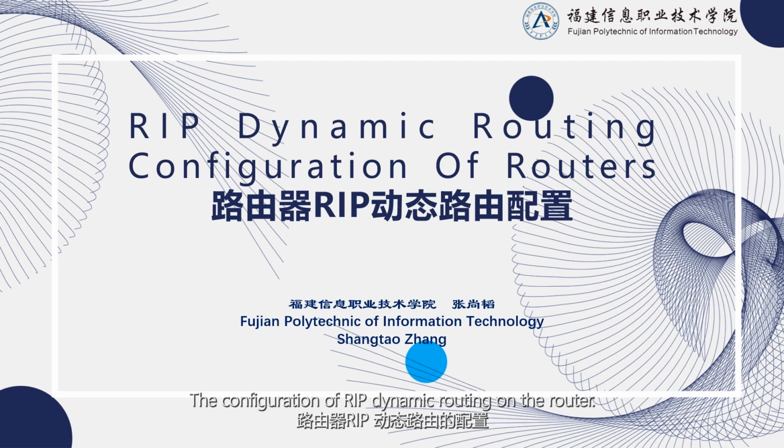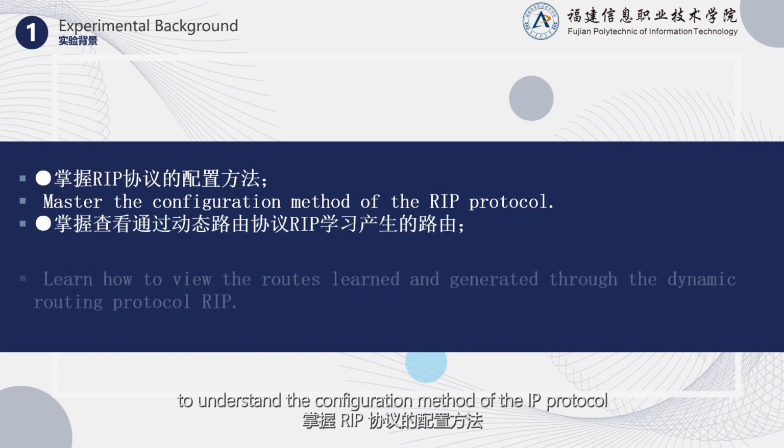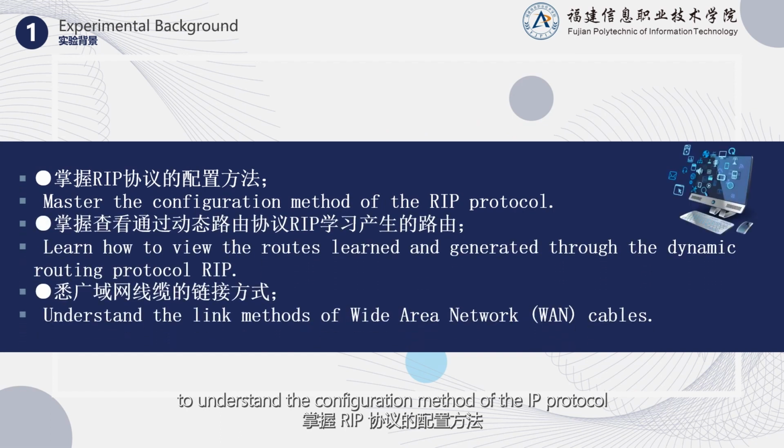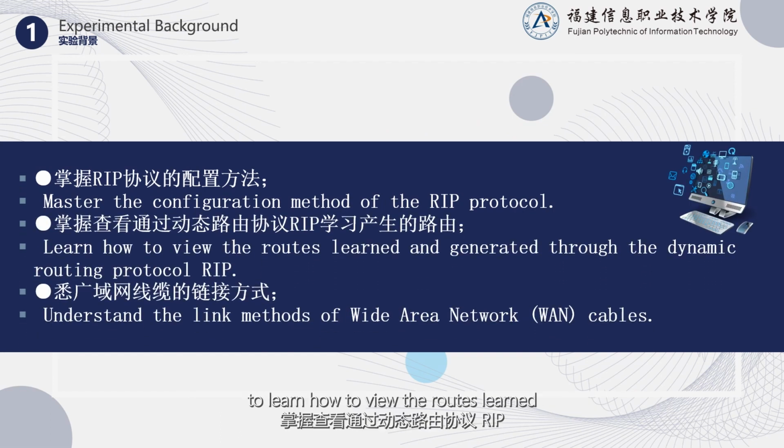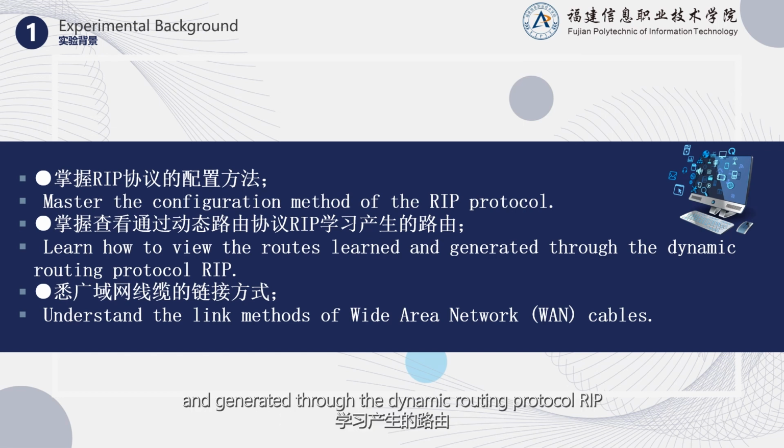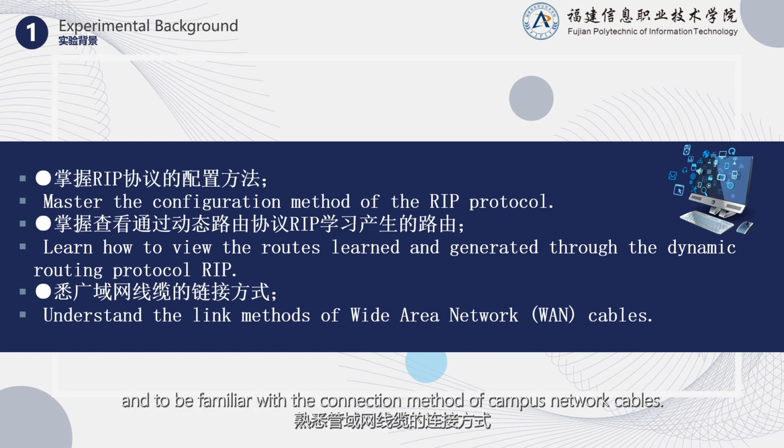The configuration of RIP, dynamic routing on the router. Let's first take a look at the objectives of this experiment. To understand the configuration method of the RIP protocol. To learn how to view the routes learned and generated through the dynamic routing protocol RIP. And to be familiar with the connection method of campus network cables.